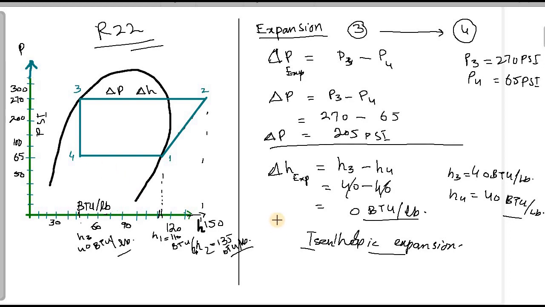So these were some important values about the VCR cycle for Freon 22. I hope, guys, that you have understood this lecture.